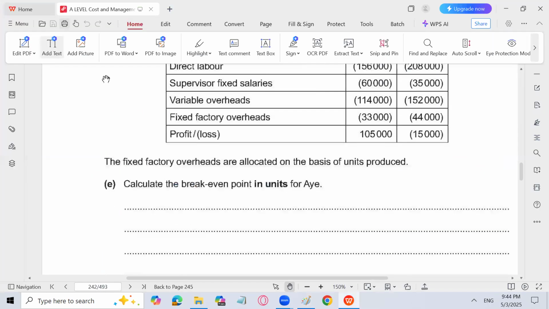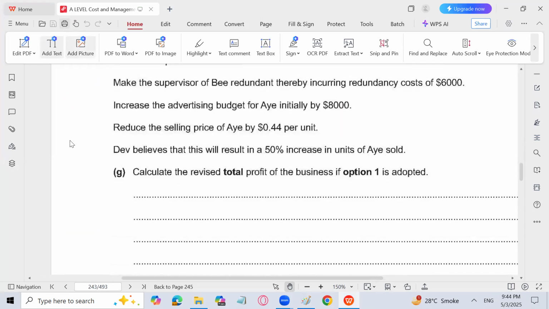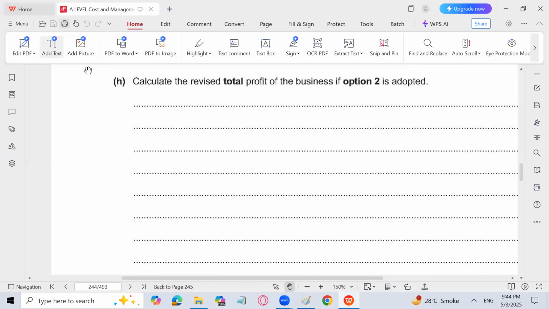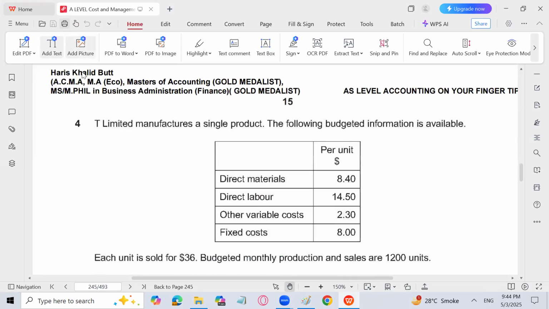So there is also a possibility. So I think that we should go for option 1, where we are producing both units. And with the revised total profit of the business, option 2 is adopted. And which option he should choose? Justify your answer. So we are done with that question.